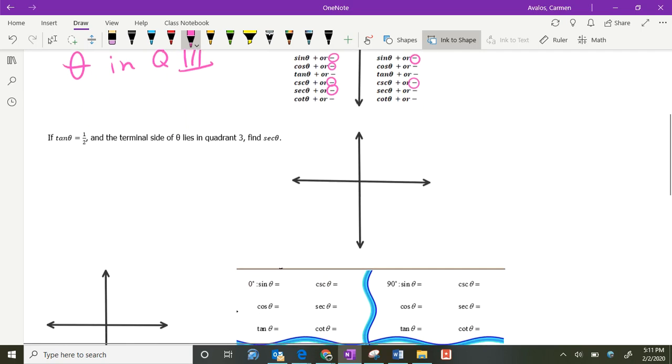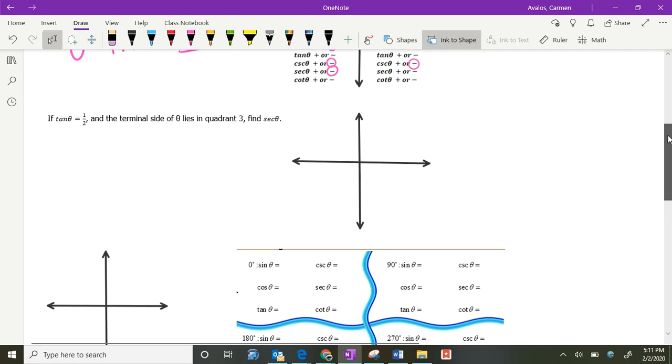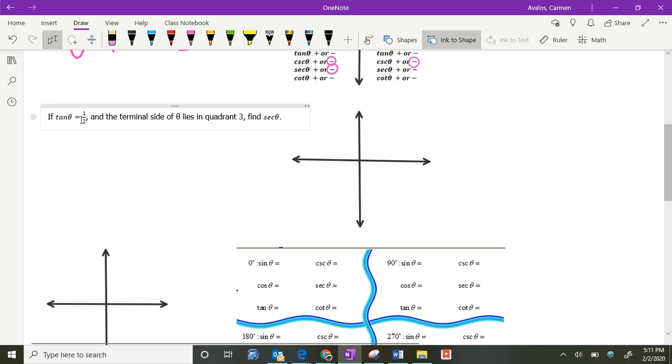Okay. So if the tangent of theta is equal to 1/2, and the terminal side lies in the third quadrant, find the secant of theta. Okay, so now here the 1/2 represents a triangle. And so we're going to form a reference angle because we're going to use theta to be a reference angle, and that's what's going to help us.